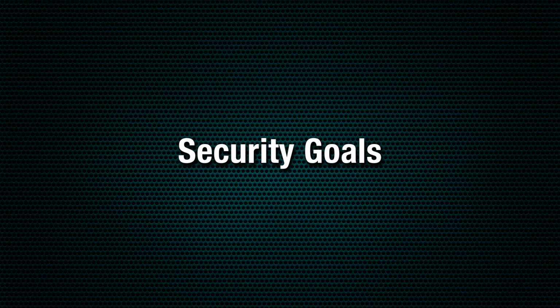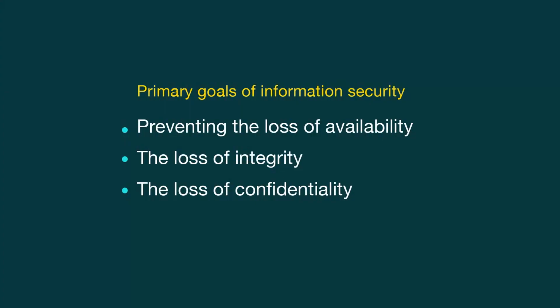Security goals. Three primary goals of information security are preventing the loss of availability, the loss of integrity, and the loss of confidentiality for systems and data. Most security practices and controls can be traced back to preventing losses in one or more of these areas.